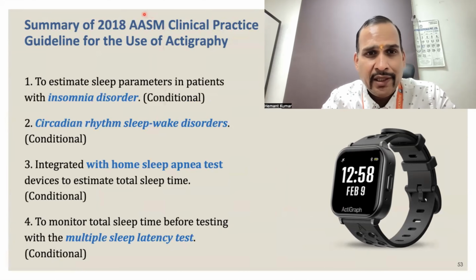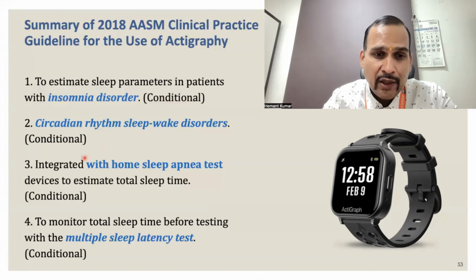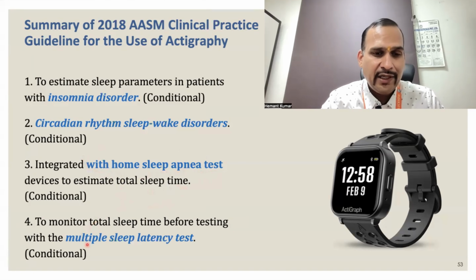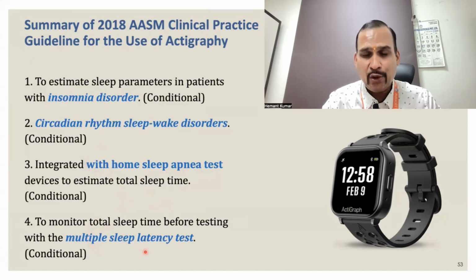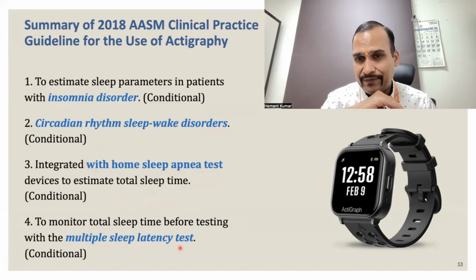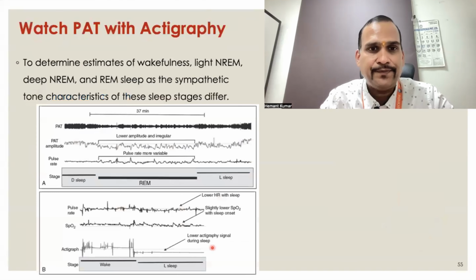Okay, so the American Academy of Sleep Medicine says that we can use this to diagnose insomnia disorder. This is a conditional recommendation. We can use it for circadian rhythm sleep-wake disorder. We can use it along with home sleep apnea testing to estimate total sleep time. We can use it along with the multiple sleep latency test, because in MSLT we need to find out whether the patient slept adequately or not on the previous night. So by this watch we can identify whether the patient has slept before MSLT.